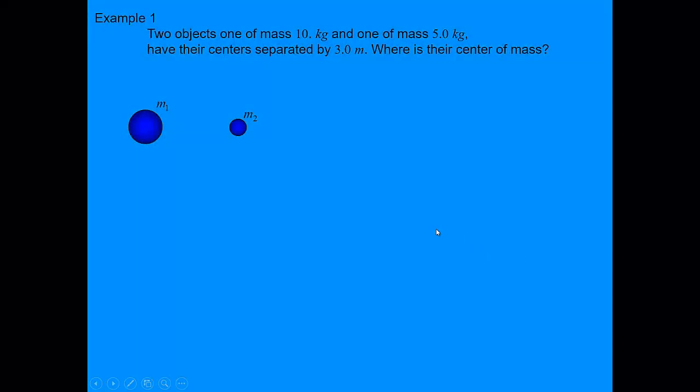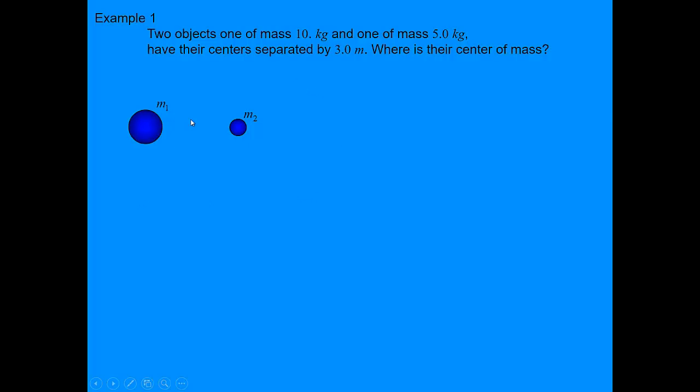Okay, let's do a couple of examples. So here we have one mass that's 10 kilograms and one mass that's 5 kilograms. They're separated by 3 meters. Where is their center of mass? If I had a thin massless rod running through them, where could I put my pivot point? If I threw the system through the air, which point would move in a parabola? Which point would this rotate around naturally if you just spun it?